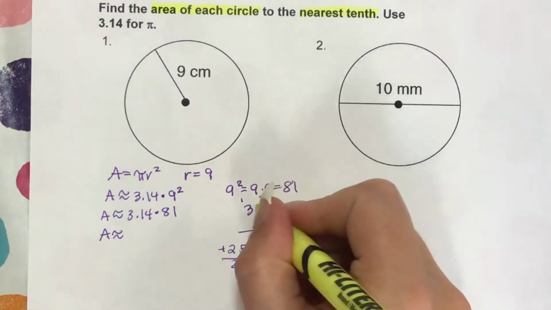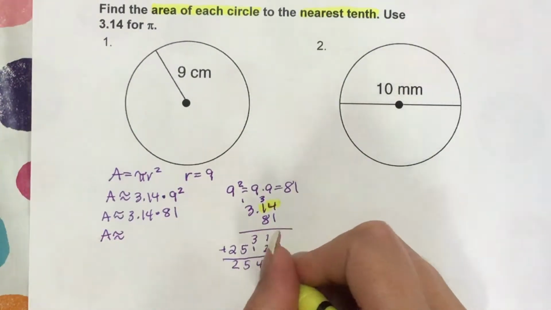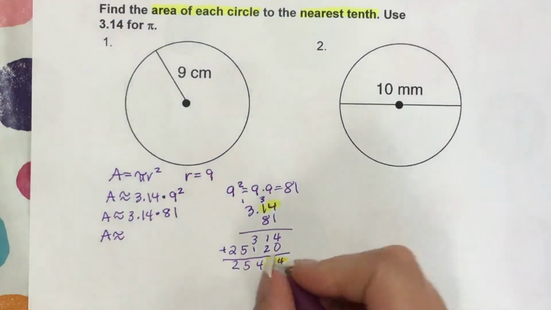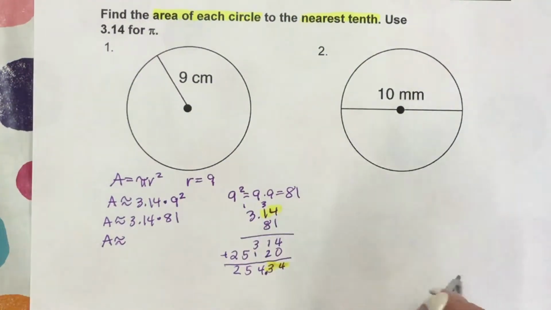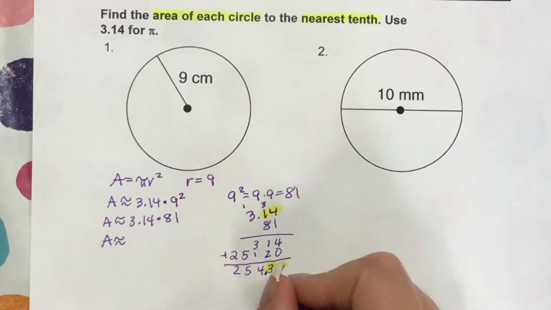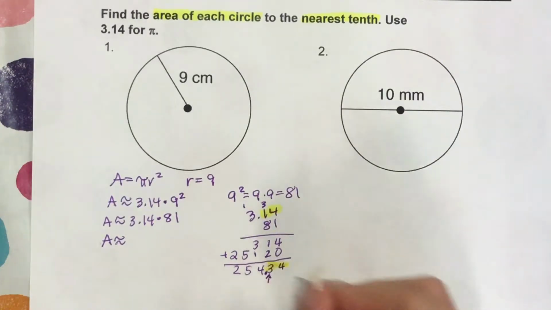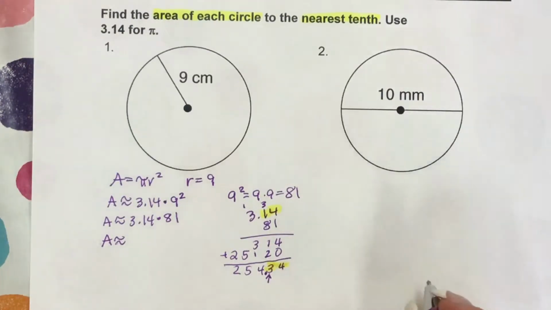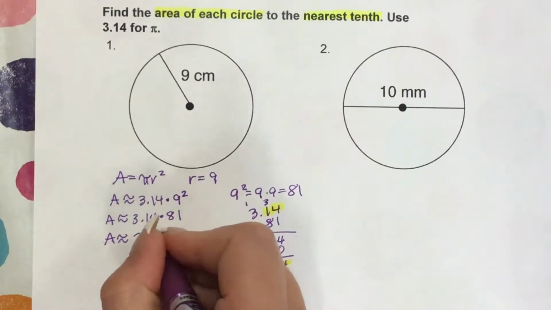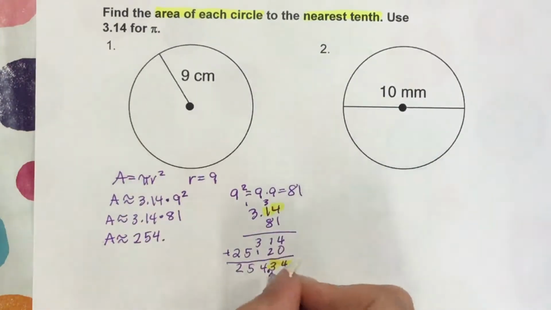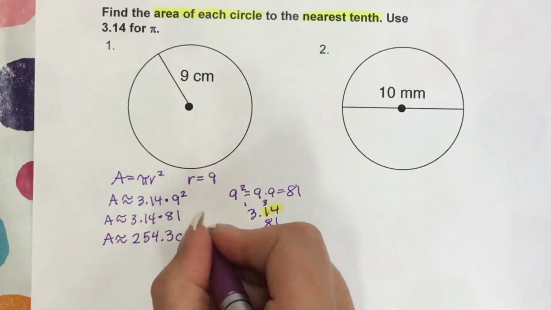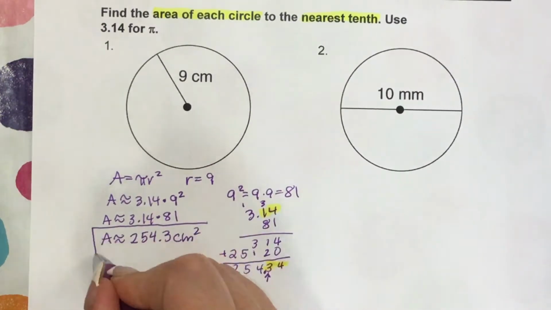In the problem, there are 2 decimal places. That means our answer is also going to have 2 decimal places. So we put it right there. And then we need to round to the nearest tenth. This is the nearest tenth right here. And so we have to look at this number. Is this a 5 or above? It is not, so we just leave it right there. So our area equals 254.3 centimeters squared. So that would be our answer.